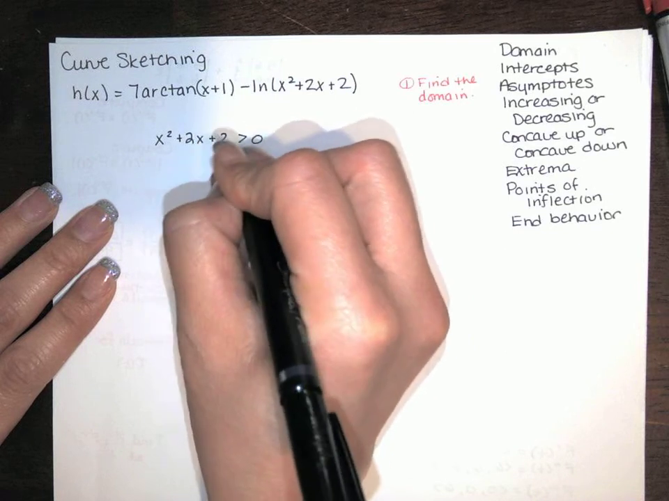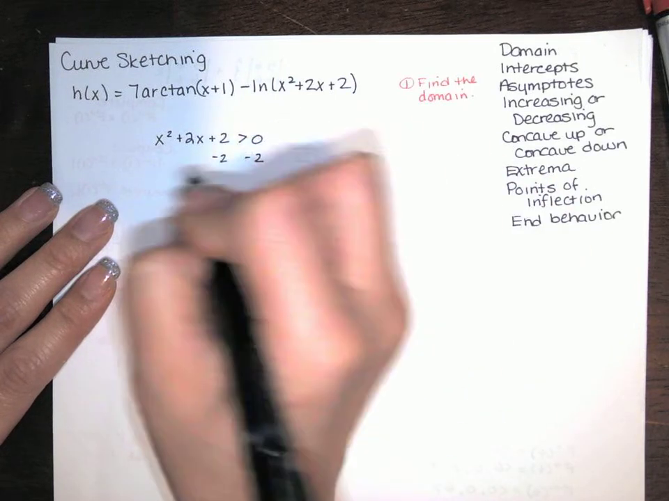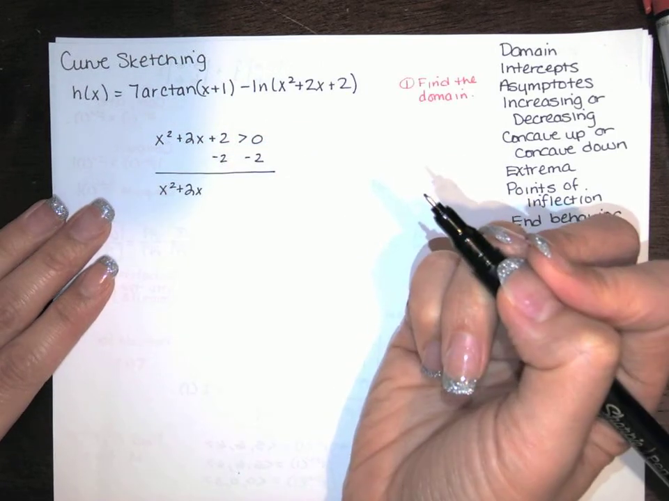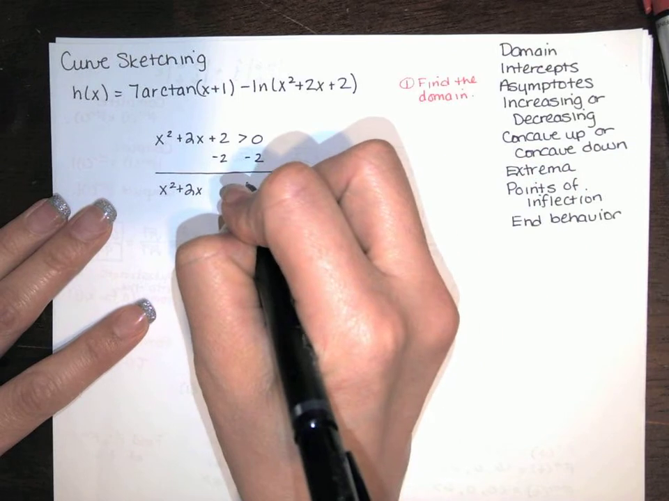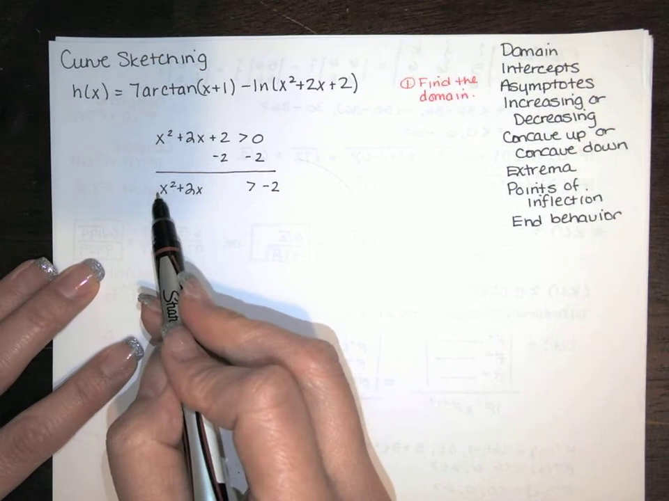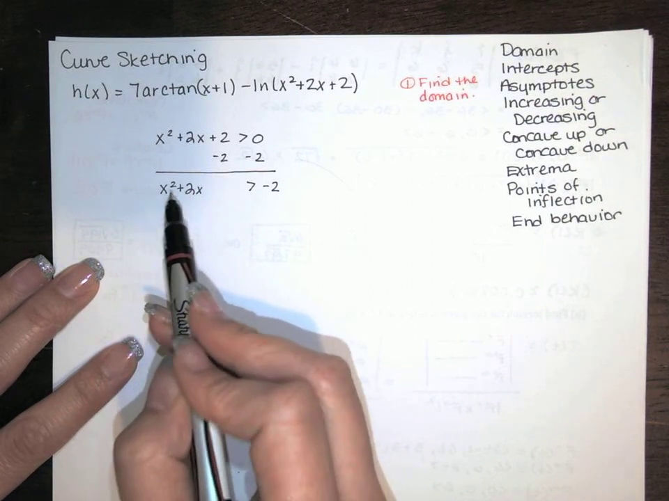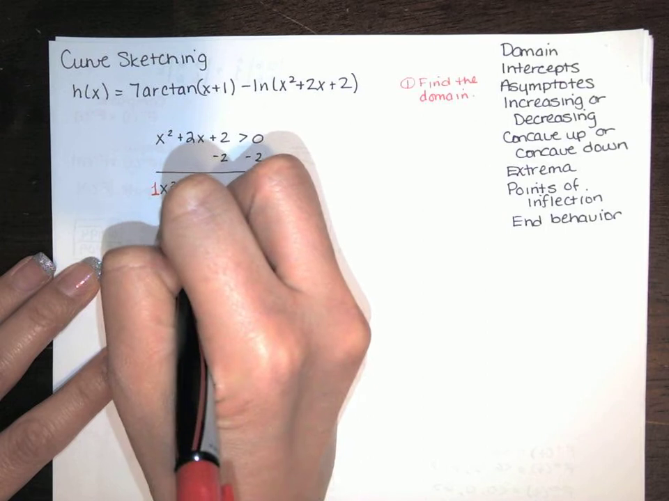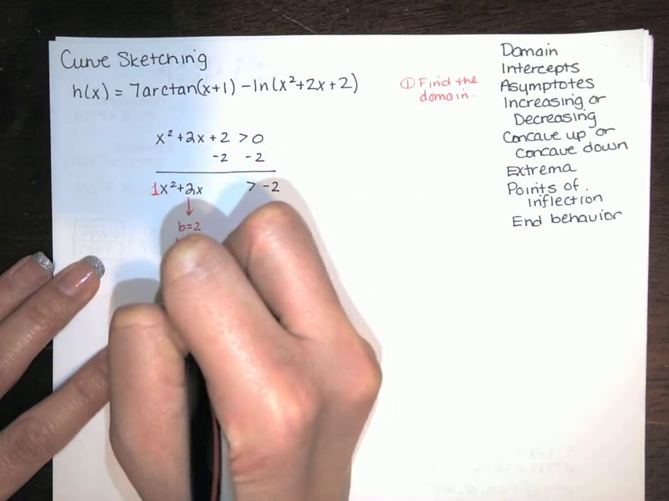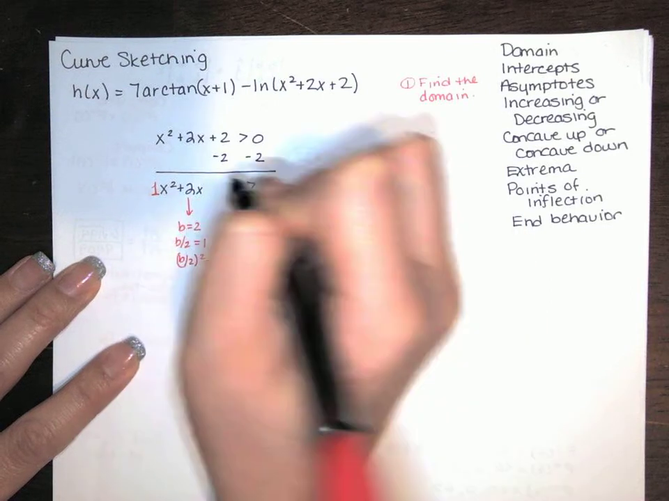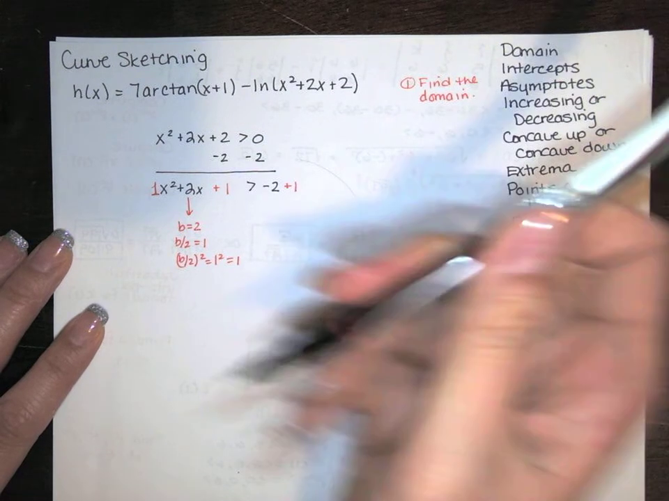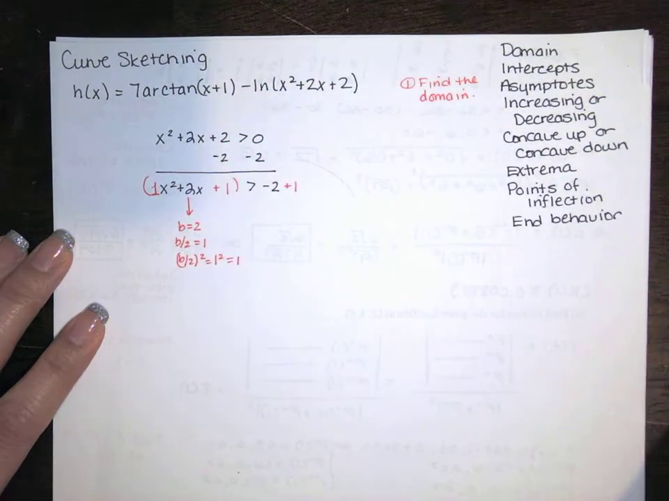First thing I'm going to do is get rid of this 2 on this side. I'll subtract 2 from both sides. And now I've got x squared plus 2x, and that has to be greater than negative 2. Now if there's a number other than a 1 in front of the x squared, I would have to factor that out from both terms. But since there is an implied 1, the number in front of the x is called b. We're going to take half of that, that's 1, and then square it. 1 squared is 1. We'll add 1 to both sides. And then we'll factor this side and simplify the right-hand side.